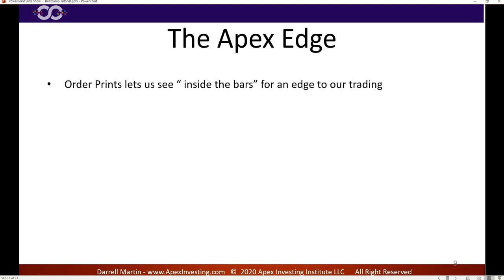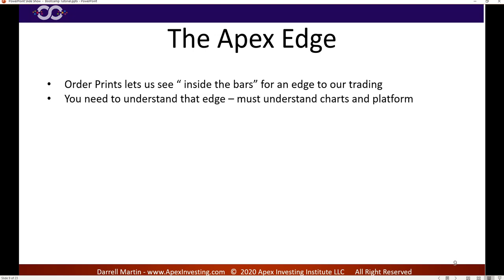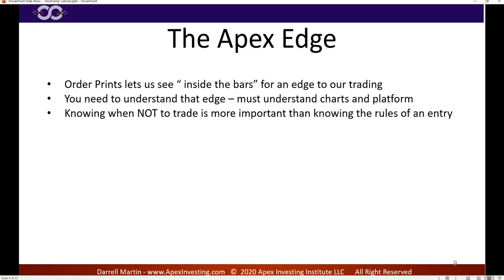The order prints let us see inside the bars. It gives us an edge to our trading to be able to see those trapped orders and that exhaustion. And you need to understand that edge. You're not going to get this system and you're not going to be profitable at trading if you don't really understand what you're doing and understand the edge and what's involved in the charts and the platform. But like we already talked about, the bigger edge is because we can see inside of the bars and see inside of the market. We know when not to trade.